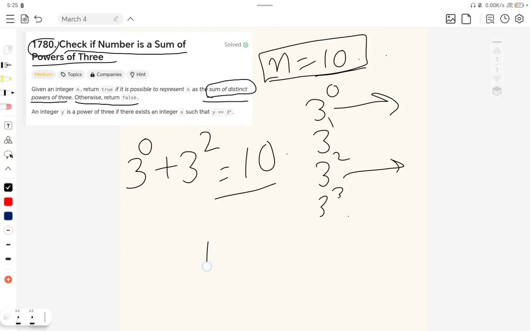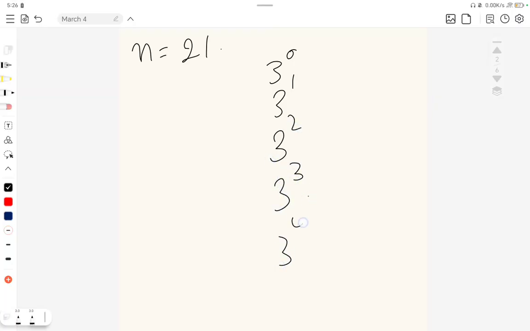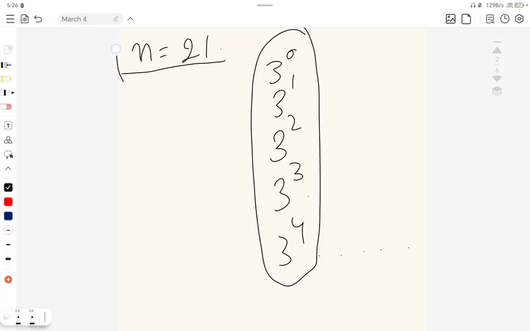If it is possible, we should return true. If it is not possible, we should return false. Let's see a case where it is not possible. Let me add some slides. Suppose the n value is 21. Distinct powers of 3 mean 3 power 0, 3 power 1, 3 square, 3 cube, 3 power 4 and so on. Find a possible solution for which the sum of these values is equal to 21.